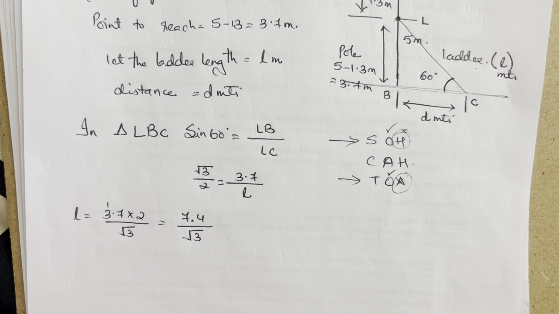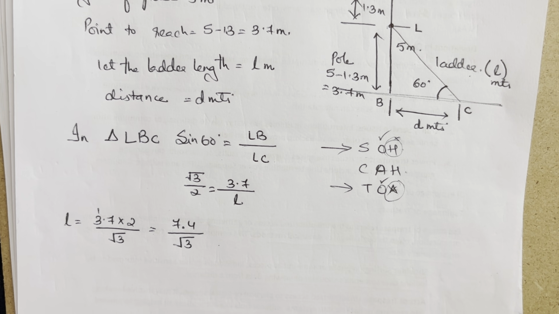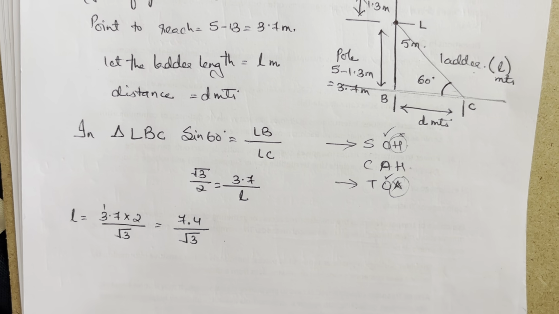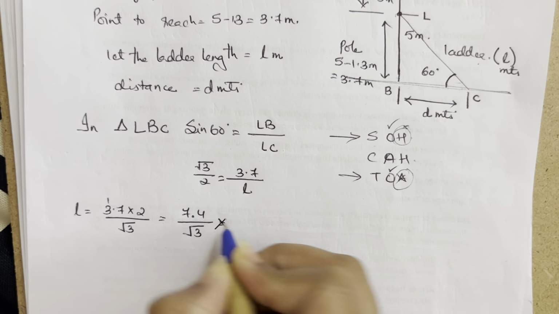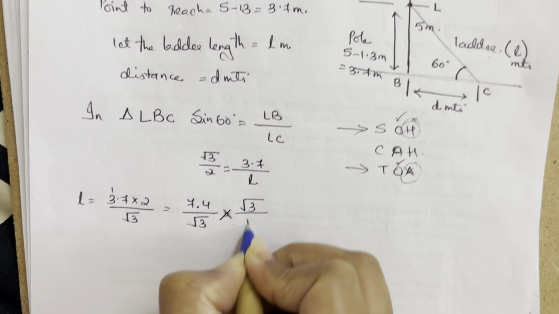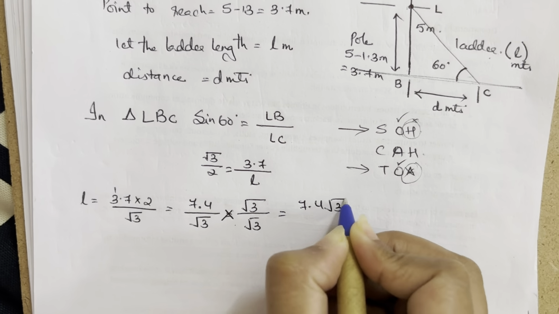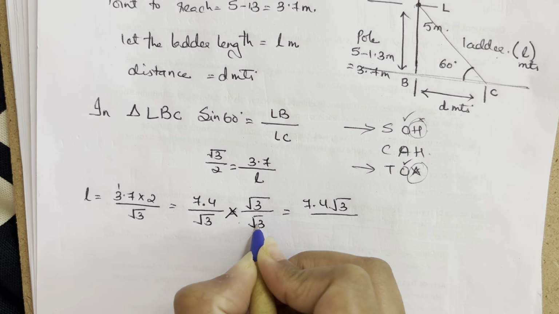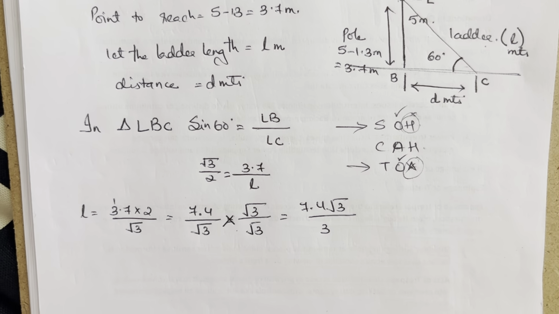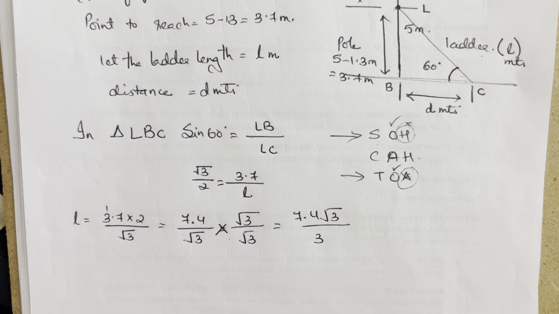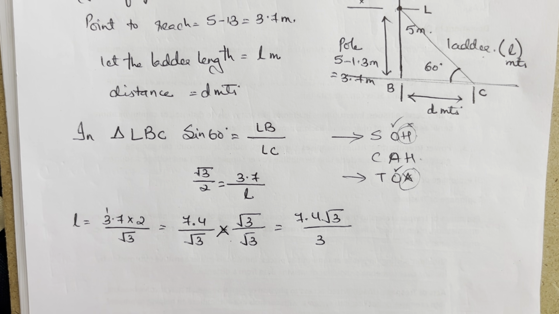So what do we do? We try to rationalize it. Rationalizing means multiplying and dividing by root 3, which is what I'm doing here. So that becomes 7.4 root 3 divided by root 3 times root 3, which becomes 3. Now let's go reducing this fraction. Reducing this fraction means I have to divide 7.4 by 3.